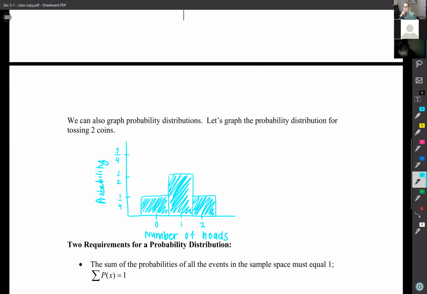Okay, and that's it. That's how you graph a probability distribution. So it's pretty similar to stuff that we've already done. Looks a lot like a bar graph or even like a histogram. So you do the number of heads or whatever the options are for your x variable on the x-axis, and then you graph the probabilities on the y-axis.